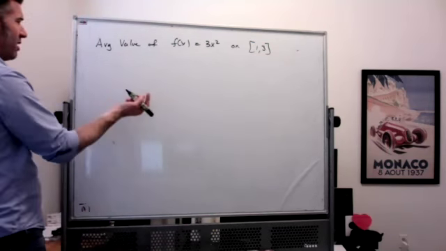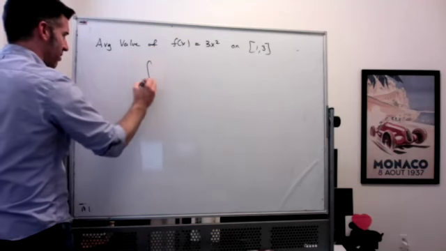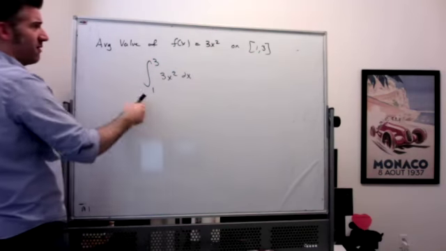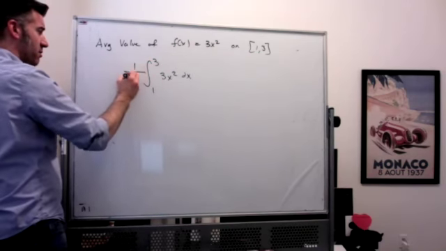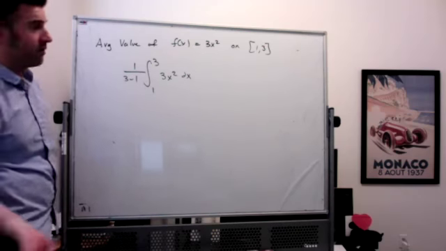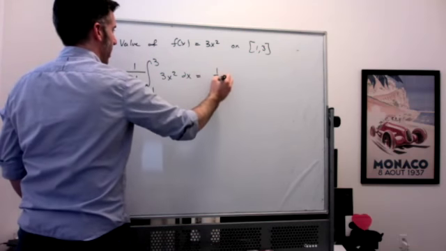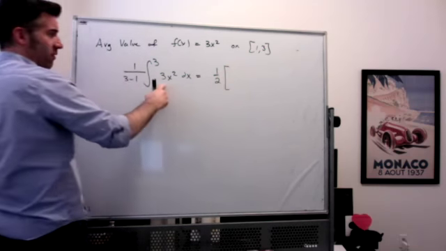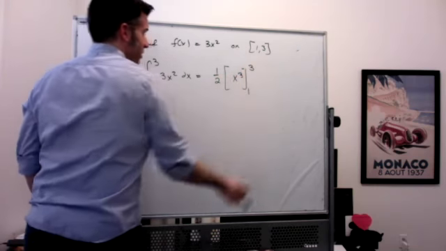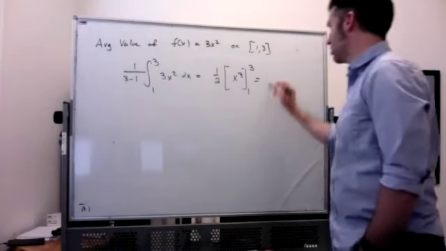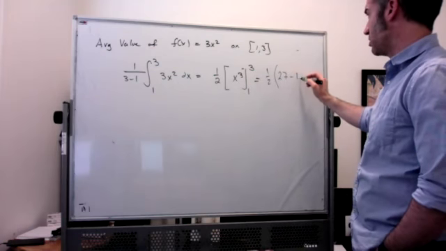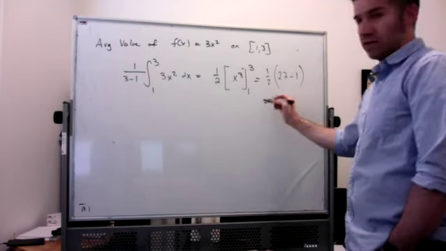All you have to do is say, okay, to find the average value, I'm going to find the area from 1 to 3. And then I'm going to divide by how long the interval is. So I'm going to divide by 2, or multiply by 1/2. So that's going to be 1/2 of the integral from 1 to 3 of 3x squared, which is x cubed from 1 to 3. So that's going to be 1/2 of, let's see, 3 cubed is 27 minus 1 cubed is 1. That's going to be 13.